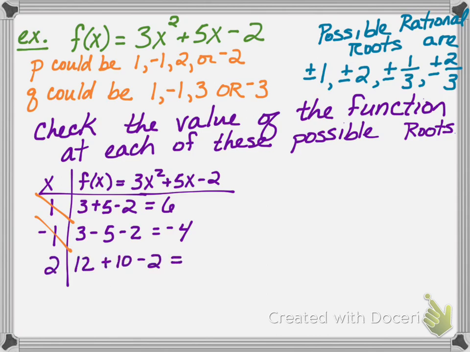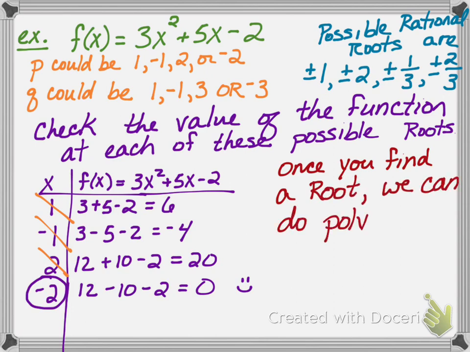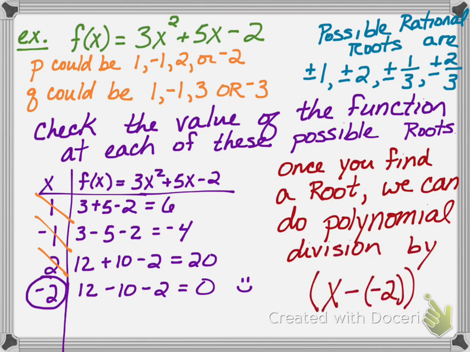If I plug in 2, I end up with 20. So that one's not a rational root. If we plug in negative 2, we do end up with 0. So that means negative 2 is an x-intercept for our function. Once you find the root, we can do polynomial division to factor the rest of our polynomial. So we are going to divide by x minus whatever the root was, x minus negative 1.